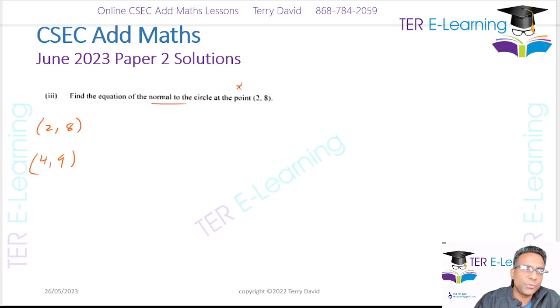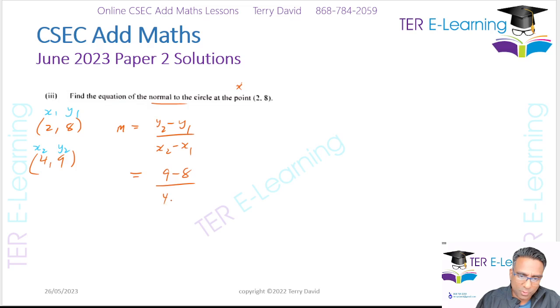So all you're going to do is label this as x1, y1 and this as x2, y2, right? The next thing we're going to do is find the gradient of the supposed normal. Your gradient is given by y2 minus y1 over x2 minus x1. So we're going to say 9 minus 8 all over 4 minus 2. 9 minus 8 is 1, 4 minus 2 is 2. So the gradient of this supposed normal is going to be a half.